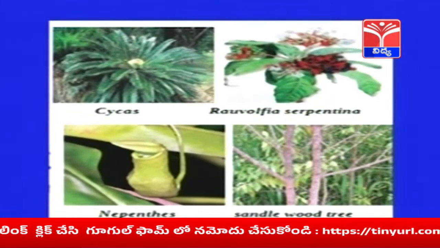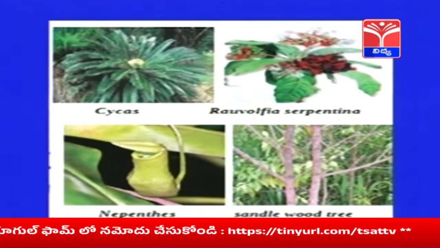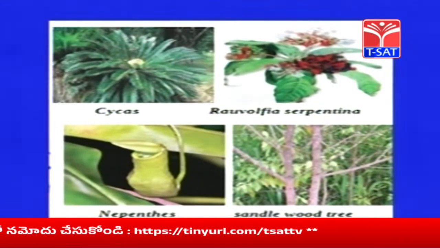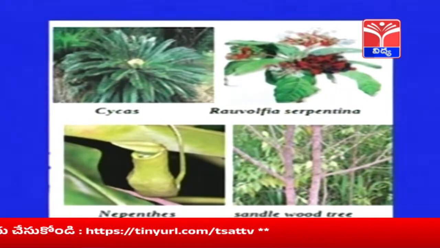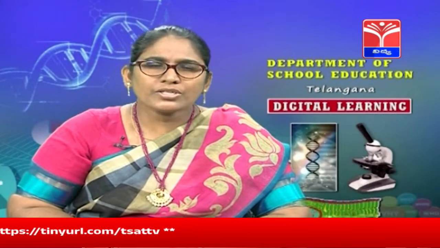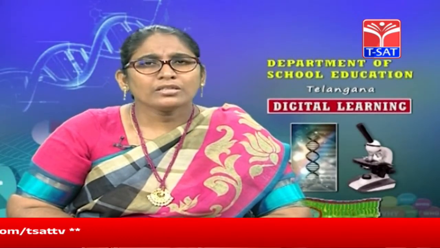Here we have collected some of the plants also which are endangered. So we call them as endangered species here. So we look at the plants: cycas, Rauwolfia serpentina, Nepenthes, sandalwood tree. Children, these trees are also listed in the endangered species. If we do not protect, these plants also will be extinct in the near future.